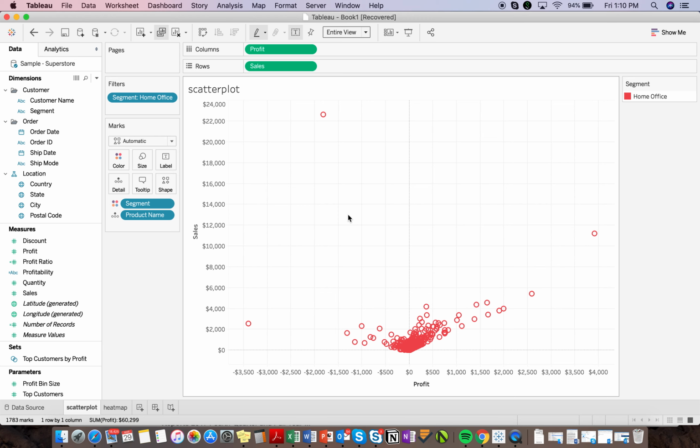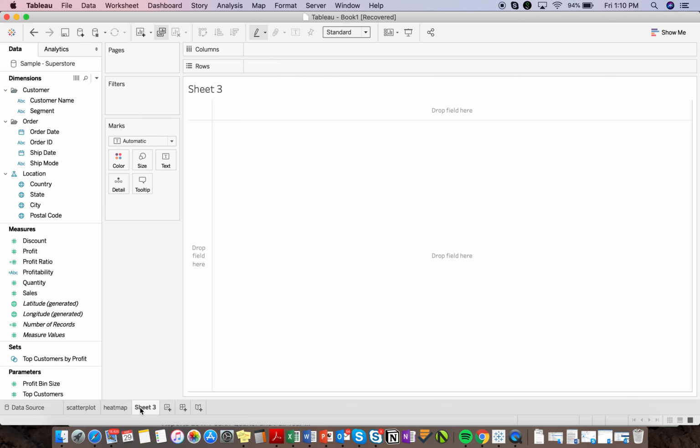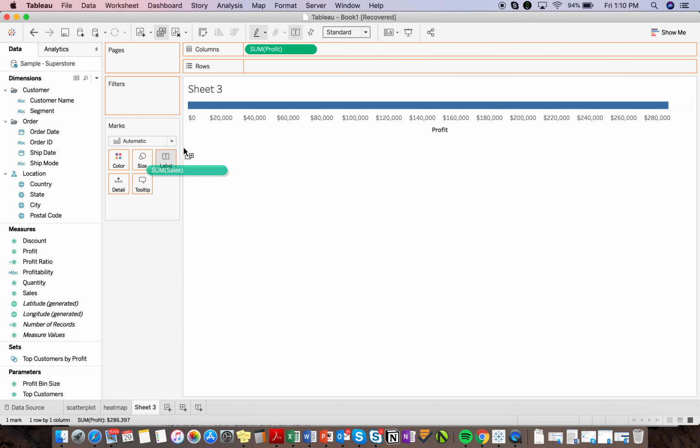So now that we roughly understand what a scatter plot is and what it is meant to demonstrate, we are going to show you how to make a scatter plot in Tableau. First things first, a scatter plot requires two measures or numerical variables. So let's grab profit and sales.